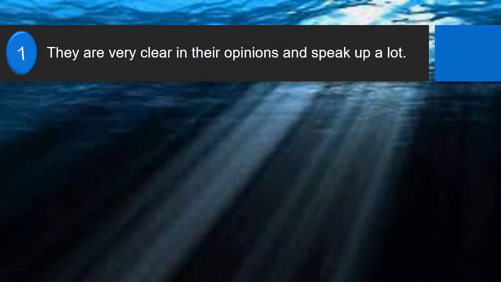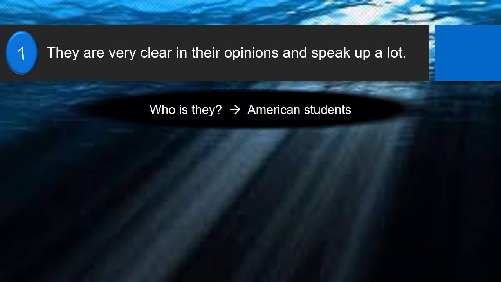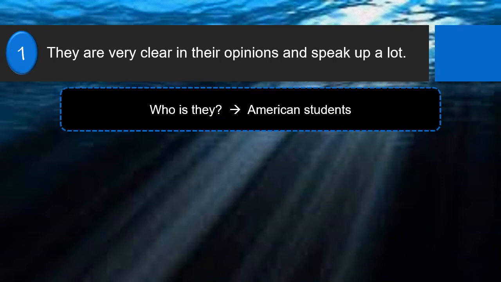Let's start with our first sentence. "They are very clear in their opinions and speak up a lot." This is what I see. First, who is "they"? In this case, it's American students. Now, try to avoid a lot of pronouns. Use more nouns, fewer pronouns.